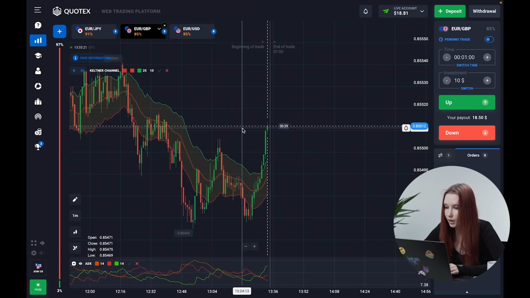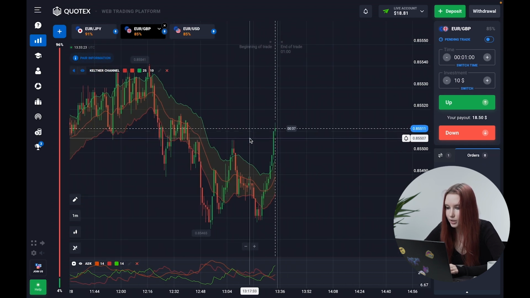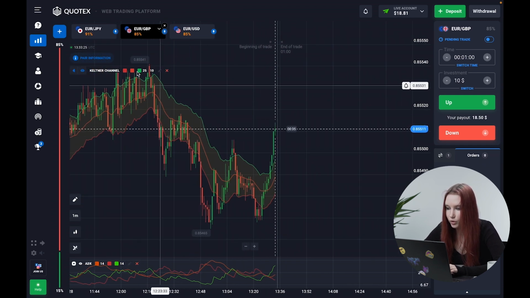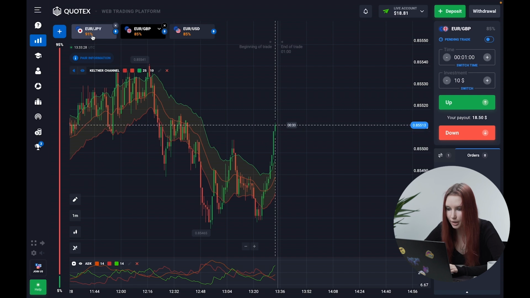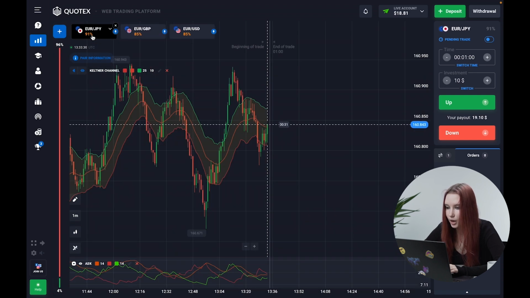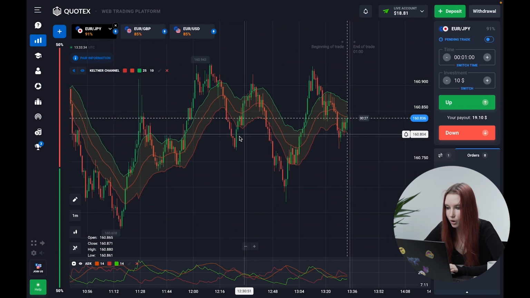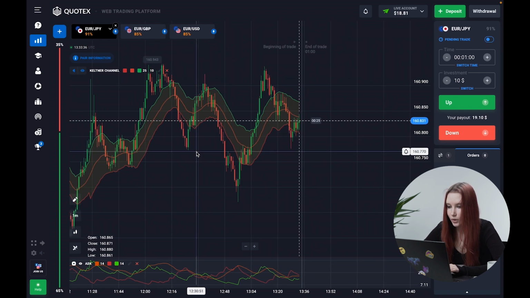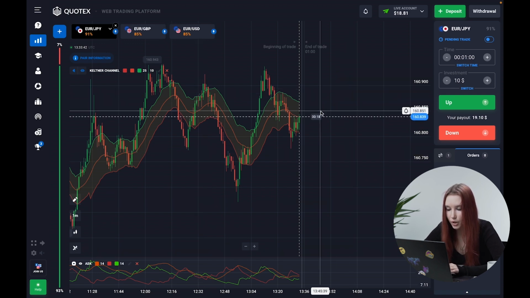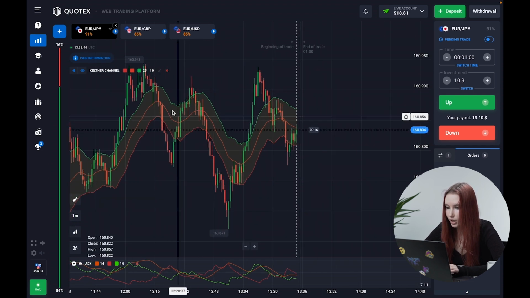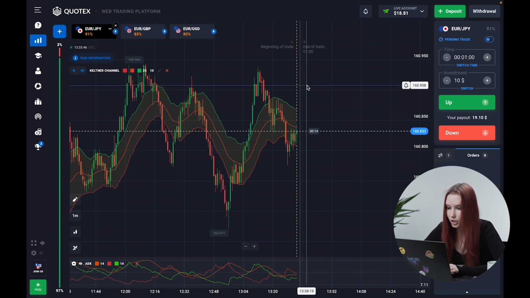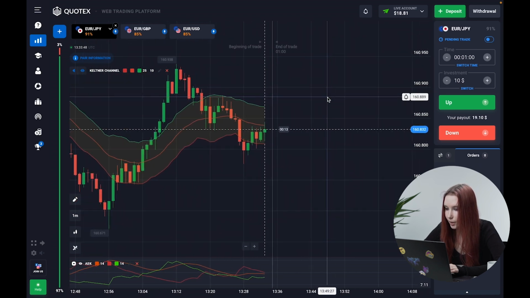Okay, and let's continue our trading session and let's go to my first currency pair, Euro and Japanese yen. All these currencies are without the OTC tag. I know many traders are afraid of trading OTC currency pairs. Anyway, I trade OTC because the Quotex broker is so reliable for me. And yeah, let's continue dealing with the situation, up and down.